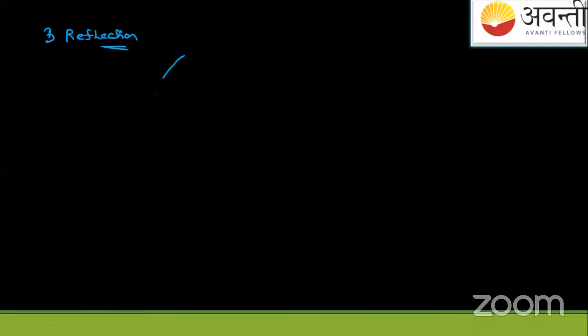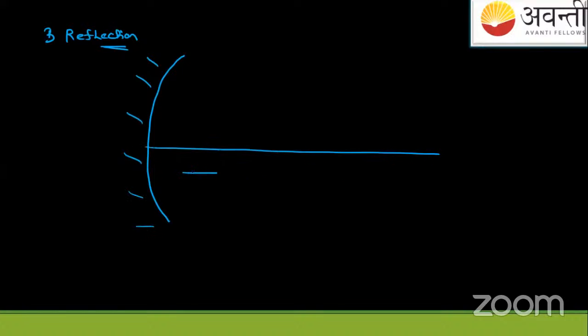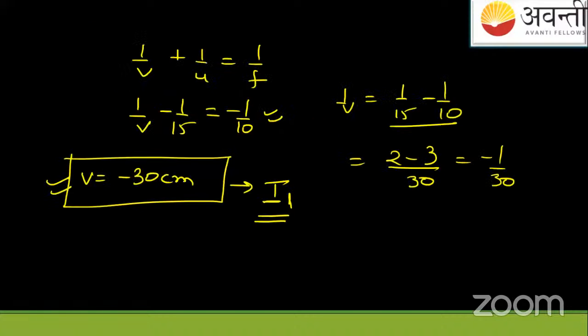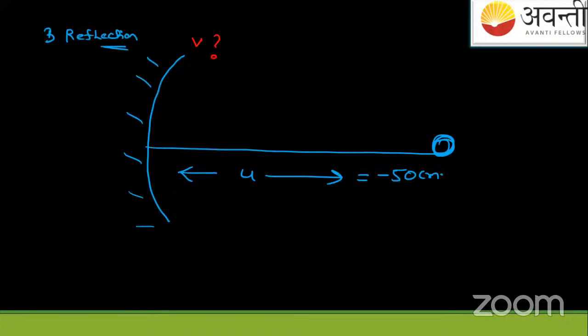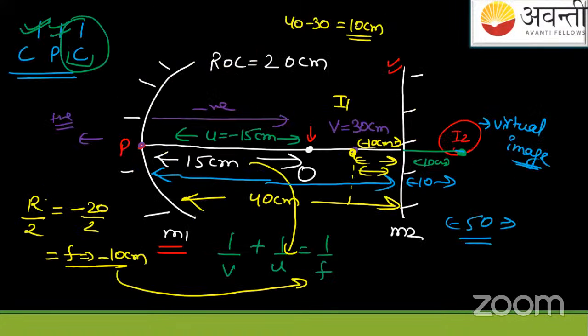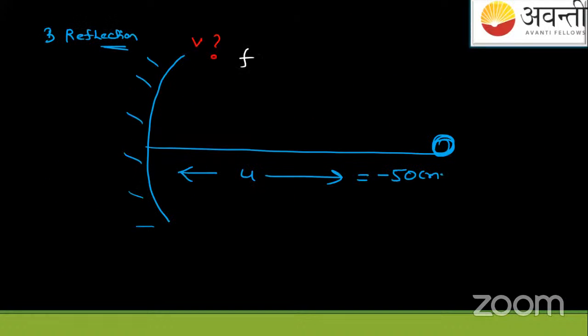So this is a concave mirror, with the principal axis. The object is at U equals minus 50 centimeters. And now you need to find where the image will be. You need to find V. And the radius of curvature is already given to you. It will not change because we haven't curved the mirror. So the radius of curvature is 20, and F will be minus 10 centimeters.